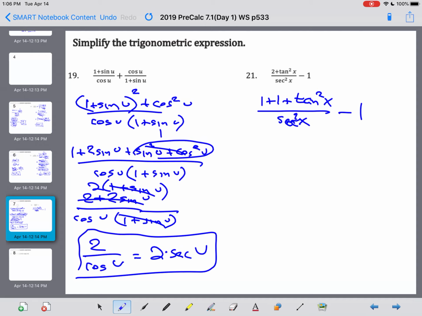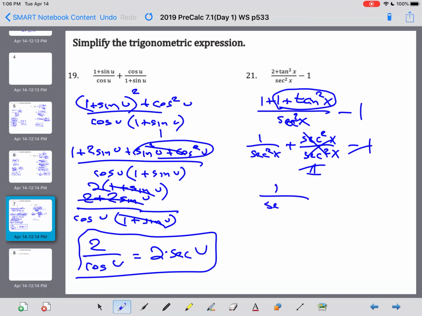Okay, here we go. So far so good here. So I'm going to rewrite this as 1 over secant squared x. This is equal to secant squared, one of our Pythagorean identities, and we have this. Okay, now this becomes 1. 1 minus 1 is 0, so I'm left with this, which the inverse of a secant is cosine.